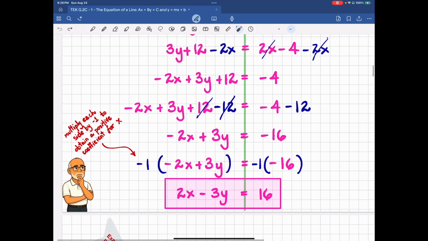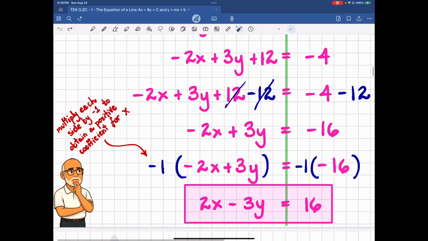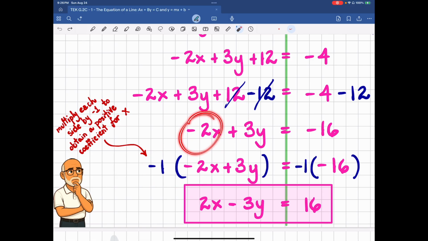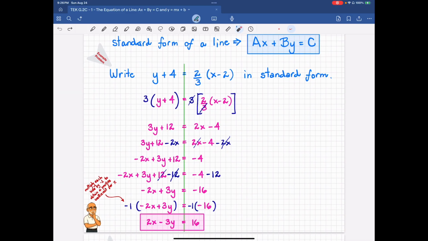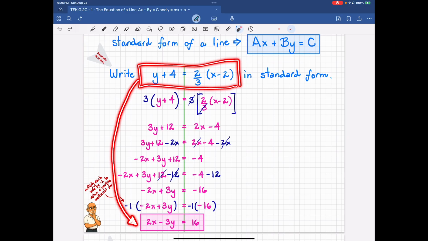And once again, I'm going to zoom in here just to give you a heads up that you always want your x's to be positive. Since they were negative here, look what I wrote up here. Multiply each side by -1 to obtain a positive coefficient for x. Remember, the coefficient is the number term that's outside the variable. Here's the problem in its totality, going from where we started to putting it in standard form.